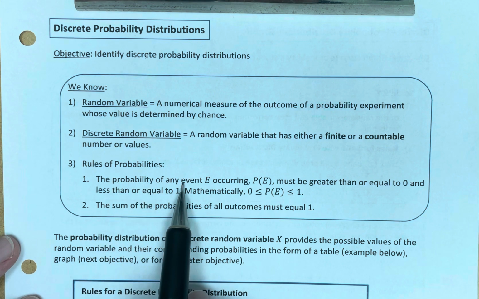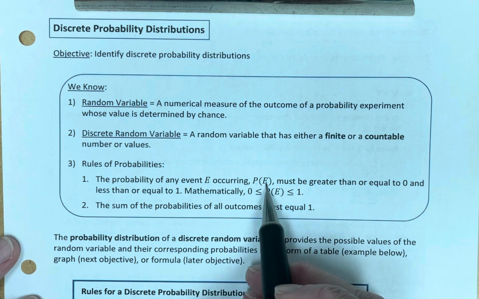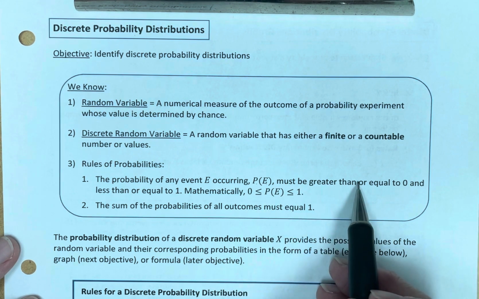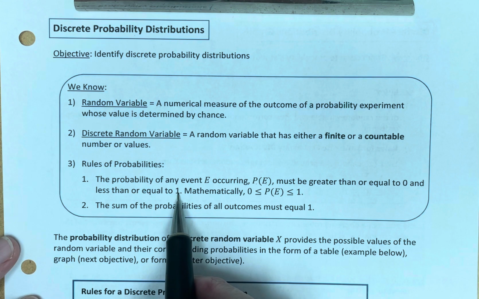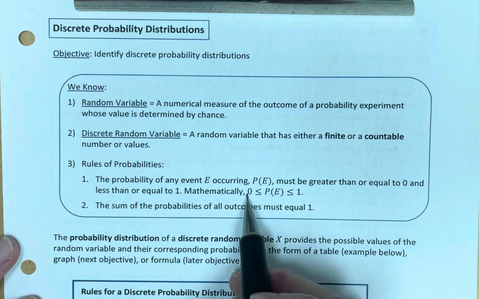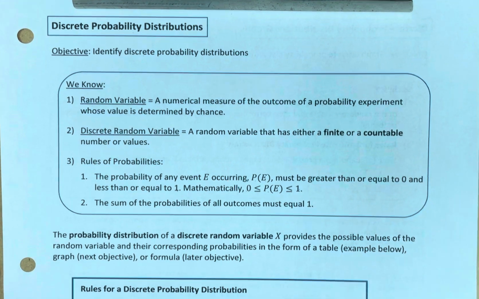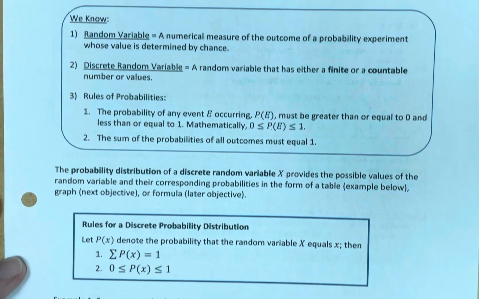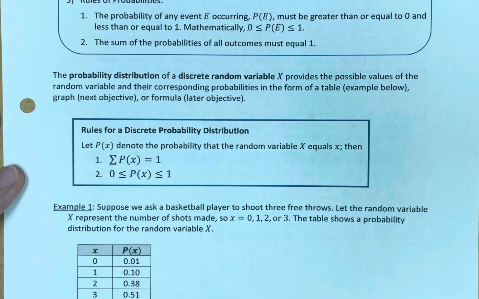The probability of any event E occurring, which we write as P(E), must be greater than or equal to 0 and less than or equal to 1. Mathematically, P(E) is between 0 and 1 inclusive. And we know that the sum of the probabilities of all outcomes must equal 1. Let's apply that here, and we'll see that this is not overly complicated, I don't think.